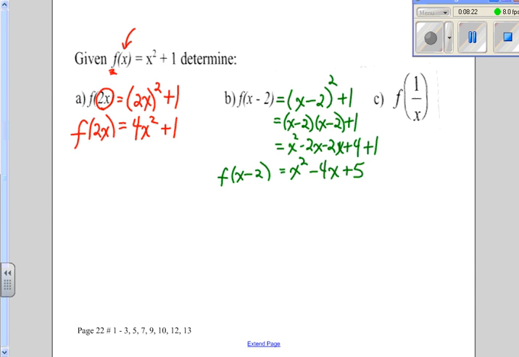Last one, f at 1 over x is whatever is in the brackets, I replace x with that. x was originally squared and 1 was added. So that is f at 1 over x. I'm going to simplify that a little bit. 1 over x squared is 1 over x squared. You can write a square up there. It doesn't hurt anything. Plus 1. f at 1 over x equals 1 over x squared plus 1.